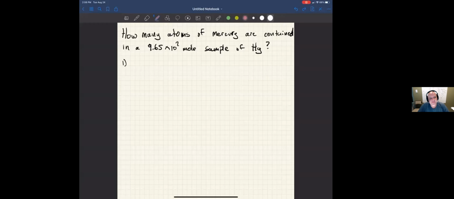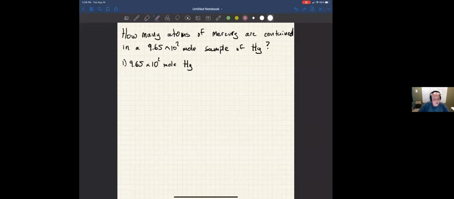All right, guys, this problem says how many atoms of mercury are contained in a 9.65 times 10 to the 2 mole sample of mercury. So the three-step problem solving method would involve step one, sorting out what the problem is giving you, and it's giving you 9.65 times 10 to the 2 mole of mercury.